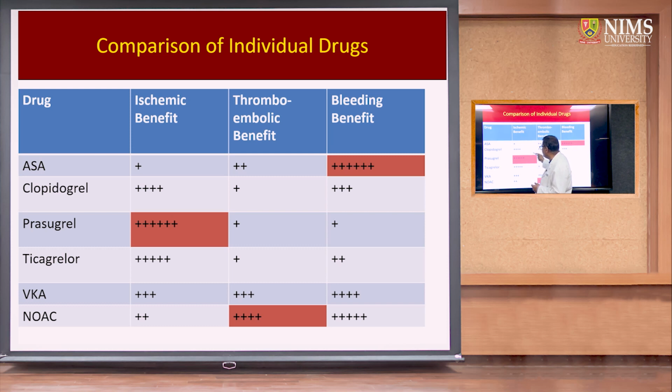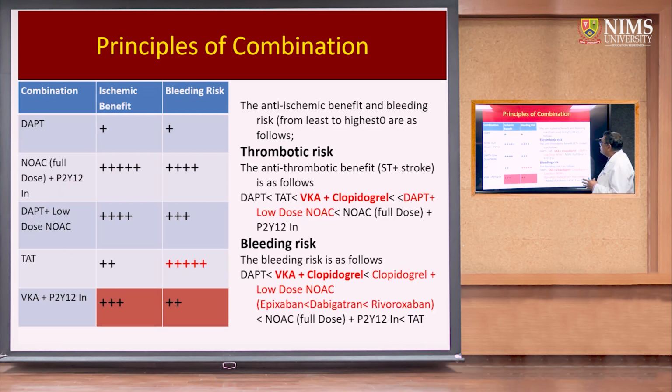If you look at ischemic benefit, maximum benefit is with prasugrel, as you might already know, then ticagrelor, then clopidogrel, but also a good amount with vitamin K antagonist and at least one NOAC, that is rivaroxaban. Rivaroxaban also has a good anti-ischemic benefit. So, the principle of combination is to understand what happens once you combine. Suppose you combine two drugs, aspirin with a P2Y12 inhibitor like clopidogrel, ticagrelor, etc., then benefit will be there and bleeding risk is there. So, this is the standard thing.